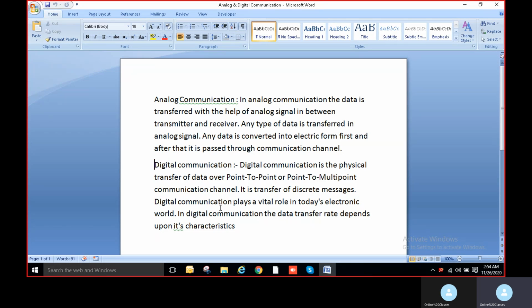It is the transfer of discrete messages. Digital communication plays a vital role in today's electronic world. In digital communication, the data transfer rate depends upon its characteristics.